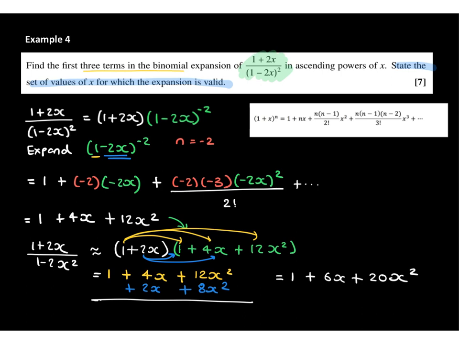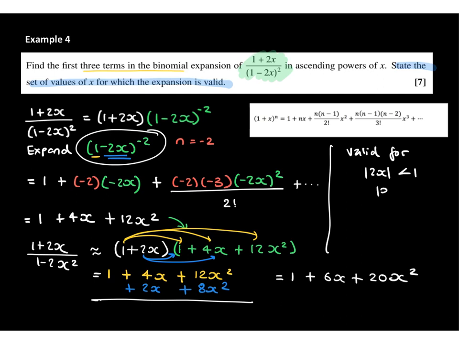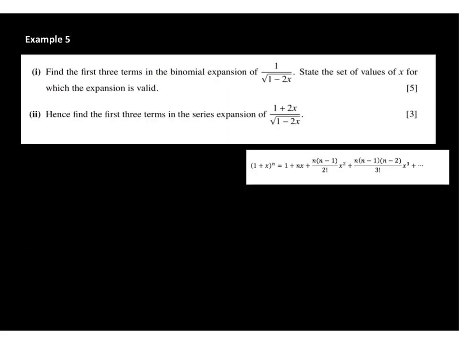Now state the set of values of x for which the expansion is valid. Well, we've only expanded (1 minus 2x) to the power of negative 2. So our validity condition for this is simply mod 2x less than 1, mod x less than a half. There we have it. So example 5, last question here. Find the first three terms in the binomial expansion of this result here, state the set of values of x for which the expansion is valid, and then we've got to follow up part 2 as well.